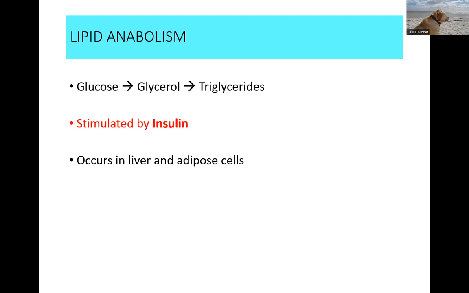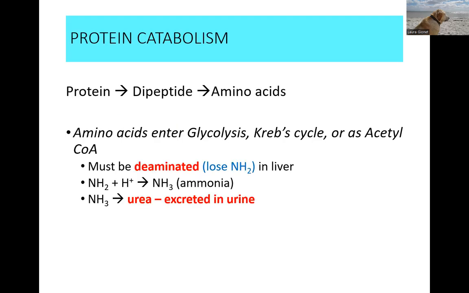That is stimulated by insulin, and occurs in liver and adipose cells. Right, protein breakdown, or protein catabolism. Well, we just looked at that in digestion, right? We said proteins get broken down to dipeptides and ultimately to the building blocks of amino acids. There was a series of enzymes: we have pepsin in the stomach, we have trypsin, chymotrypsin, carboxypeptidase and dipeptidase.